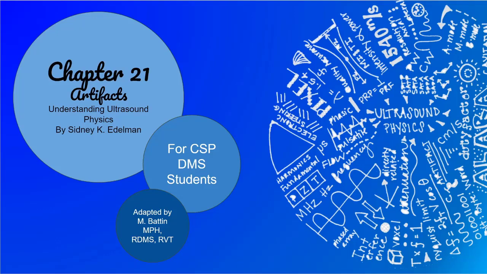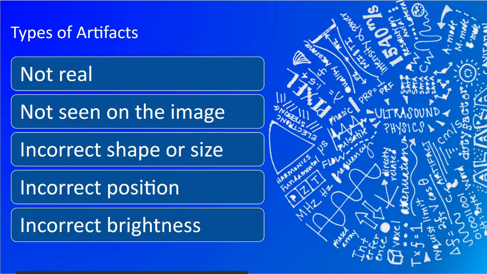Today we're going to talk about chapter 21, artifacts. What is an artifact? You probably have seen them, probably haven't thought a whole lot about them, but now that we're going to talk about them, you're going to be seeing them all the time and you're going to have the tools to know how to fix them.